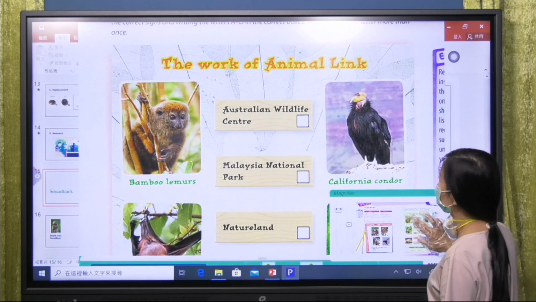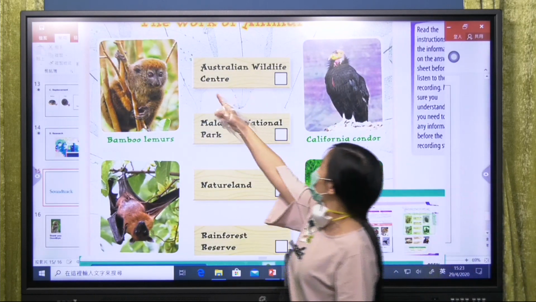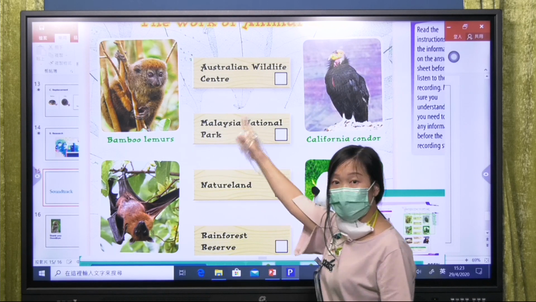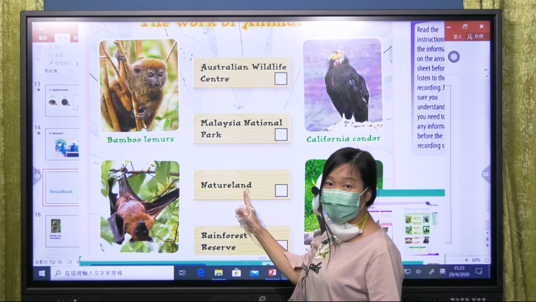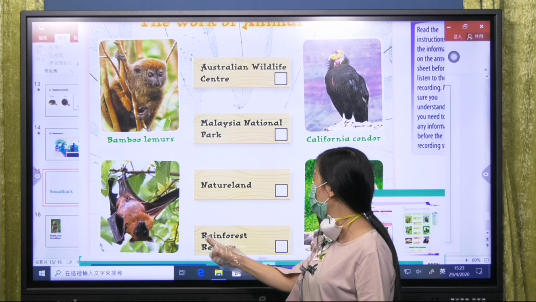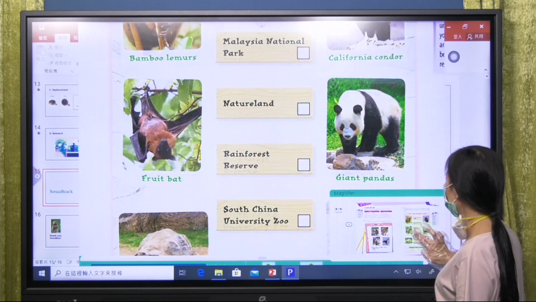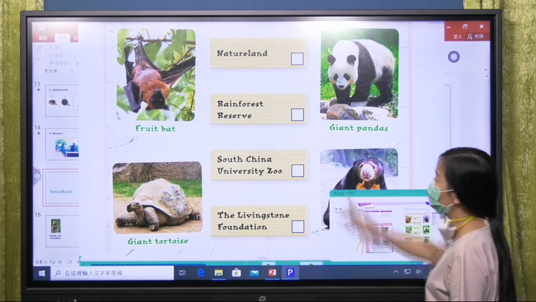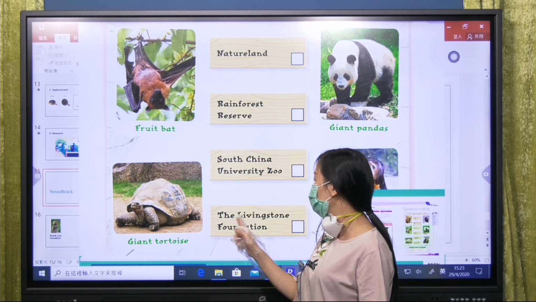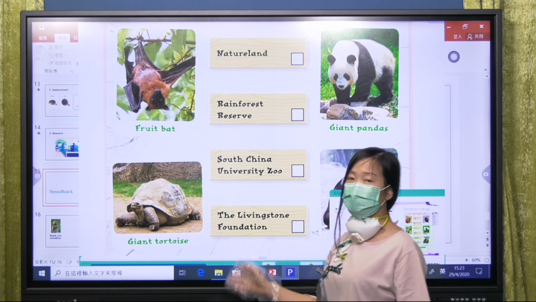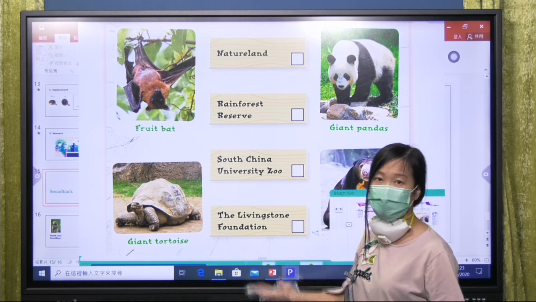And a very quick read of the signs. Australian Wildlife Centre. Malaysia National Park. Natureland. I guess it's a park also. Rainforest Reserve. Also a sort of place for wildlife. And South China University Zoo, and the Livingstone Foundation. A sum of money for keeping the animal, and they create their own park for the animal, I guess.